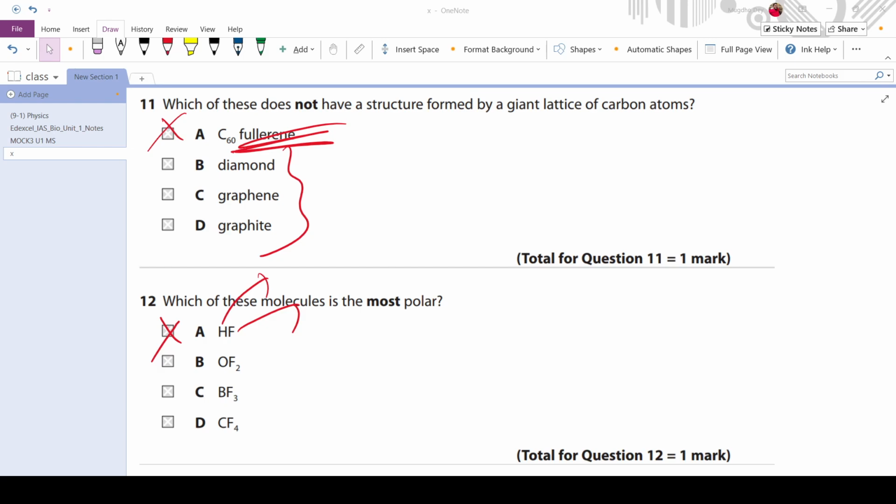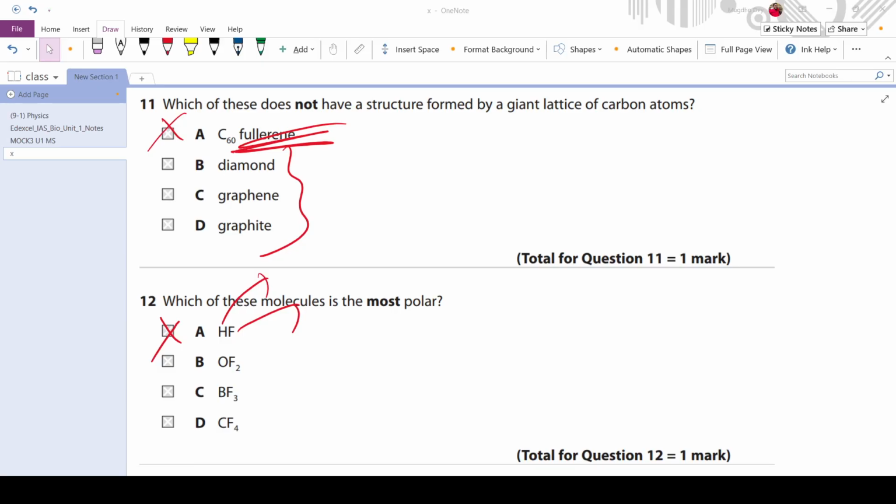Okay, did you understand what I'm trying to say? I mean, what I'm trying to say is that here we can see why this is polar, because obviously hydrogen has the lowest electronegativity and fluorine is the highest. So obviously the electronegativity difference is the highest here. That's why it's the most polar. And C60 fluorine, obviously, has a simple molecular structure compared to its counterparts, which have a giant covalent structure. So that's why.